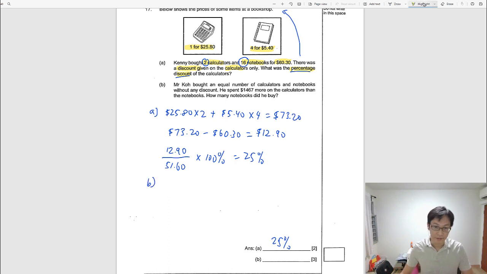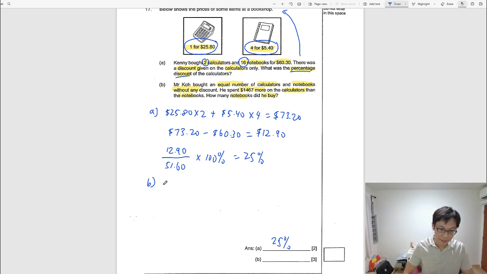And now for part B, Mr. Koh bought an equal number of calculators and notebooks. Once again, the keyword is equal number without any discount. In the end, he spent $1,467 more on the calculators than the notebooks. And the question asks, how many notebooks did he buy? So when you see the words equal number, what is the concept that comes to your mind? Again, the concept is grouping. And why is it grouping? Because we have to make the calculators and the notebooks the same to find one set.